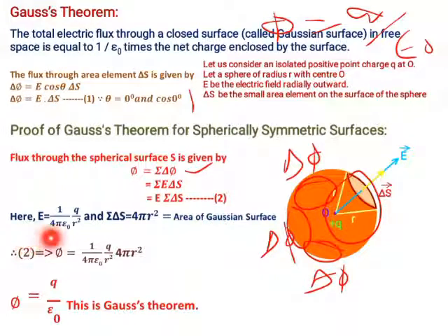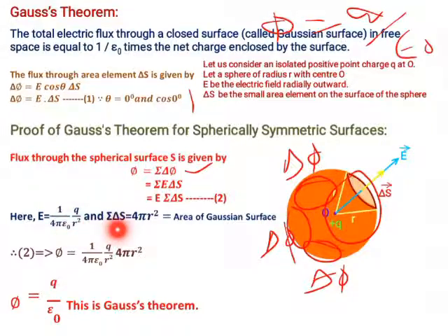Here E is equal to 1 divided by 4 pi epsilon naught q divided by r square. This is the expression for the electric field which we discussed already in the previous videos. And summation of delta s is equal to 4 pi r square, that is the area of the Gaussian surface. Why 4 pi r square? Because the surface area of the spherical surface is 4 pi r square.